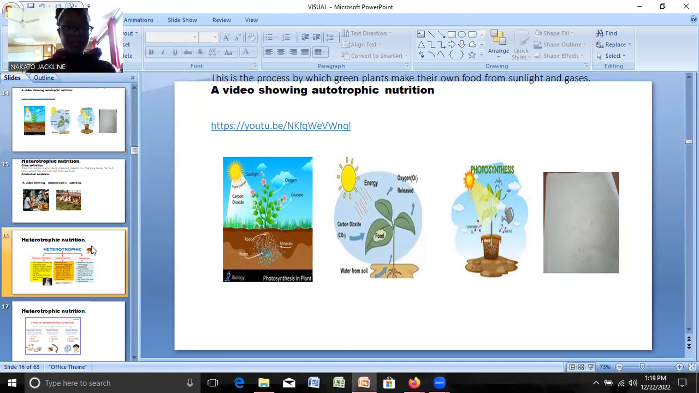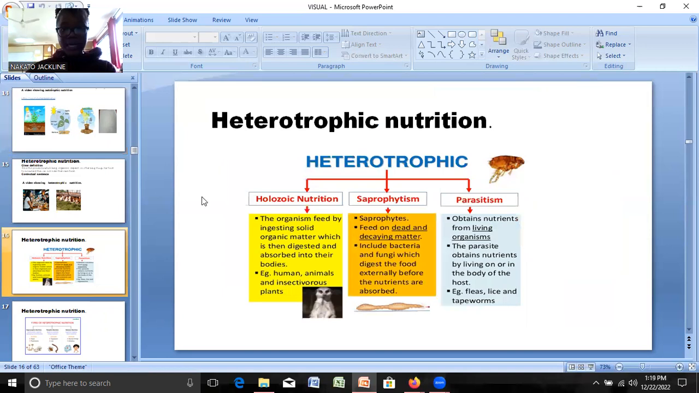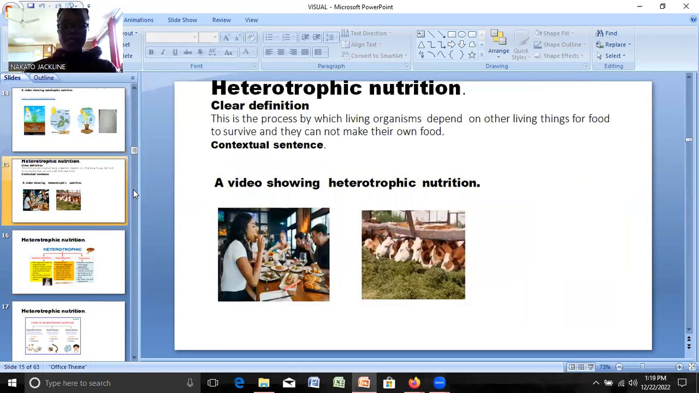Next, we have heterotrophic nutrition. This is the process by which living organisms depend on other living things for food to survive, and they cannot make their own food. For example, man can't make their own food. They have to feed on food from plants or from other animals. So that is what we call heterotrophic nutrition.